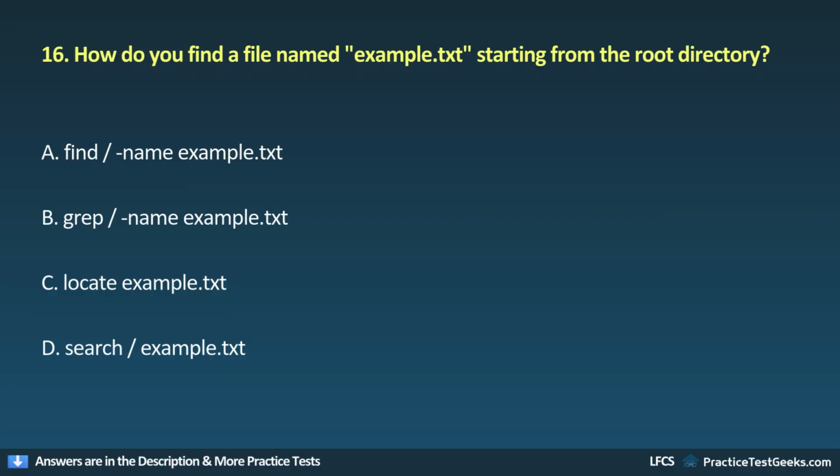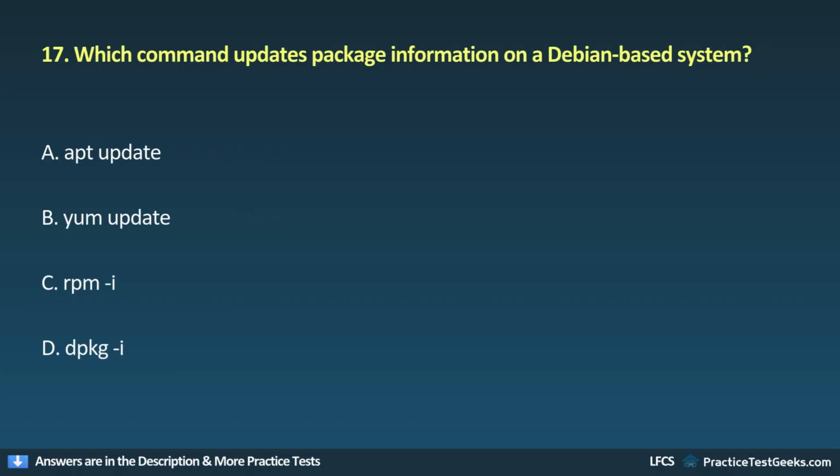B. grep / -name example.txt. C. locate example.txt. D. search example.txt. 17. Which command updates package information on a Debian-based system?